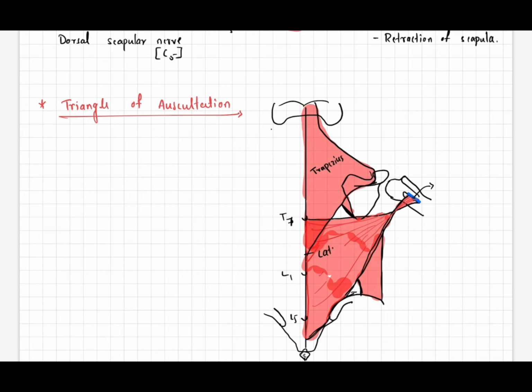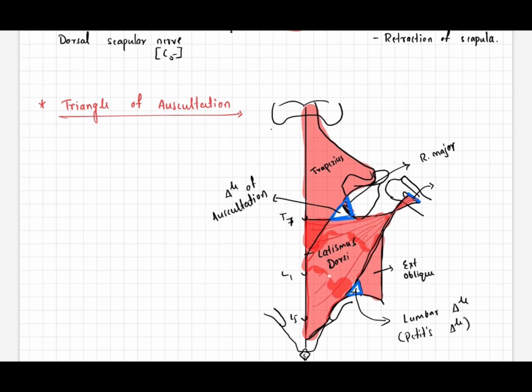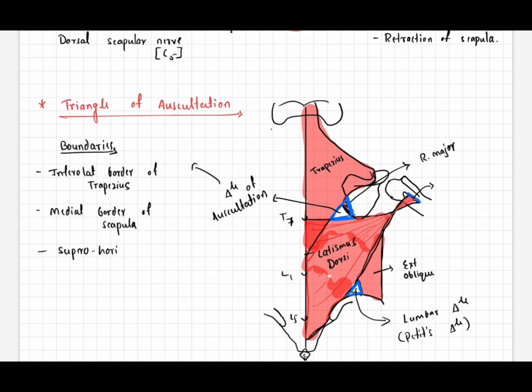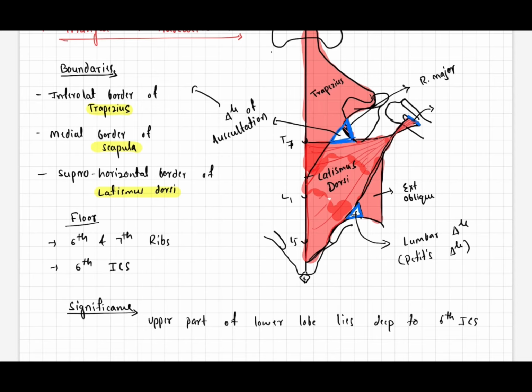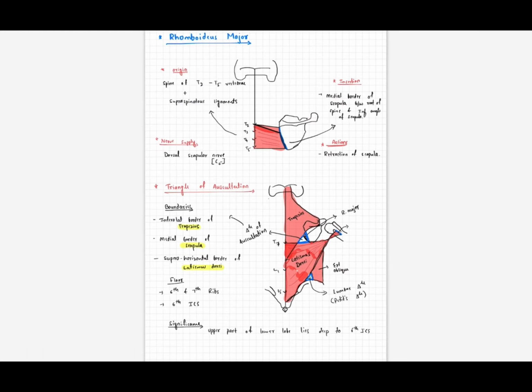Triangle of auscultation. It is a small triangular gap in the musculature on the back of the thorax near the inferior angle of the scapula. Its boundaries are superior horizontal border of the latissimus dorsi, medial border of the scapula, and inferior lateral border of the trapezius. The floor of the triangle is formed by the 6th and 7th ribs and the 6th intercostal space. Its main significance is that the upper part of the lower lobe lies deep to the 6th intercostal space.